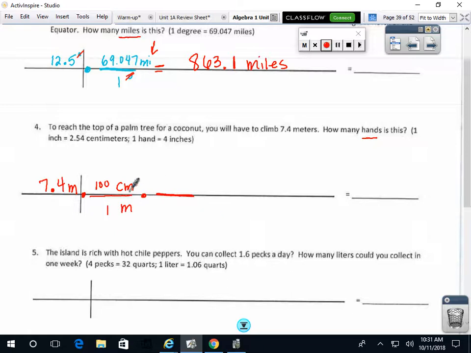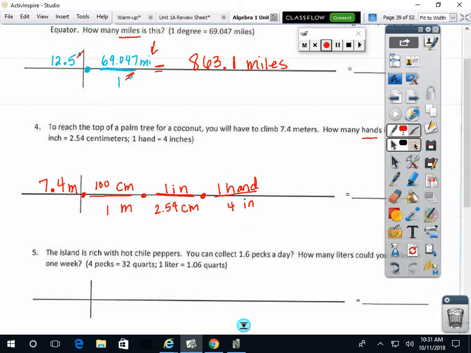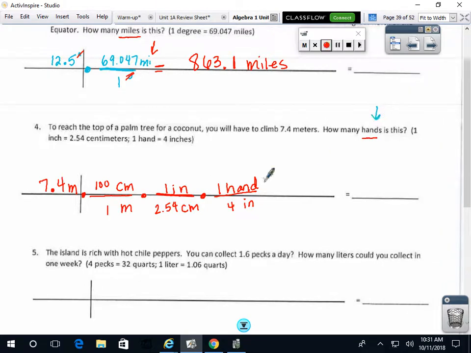Okay, now that we're in centimeters in the top, we put centimeters in the bottom, where we'll now be able to use this: 2.54 centimeters is equal to 1 inch. Okay, now the inches is in the top, inches goes in the bottom, and we'll be able to use this: 4 inches is 1 hand. And isn't that what they wanted your answer to be in anyway? They say, how many hands is this? So we've made it to the units that they want the answer in.